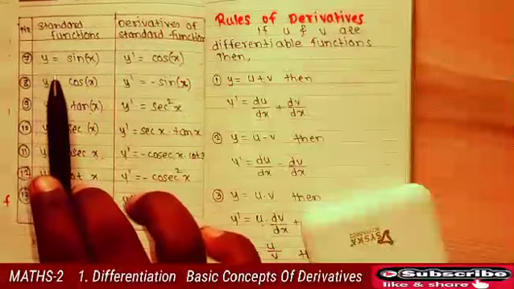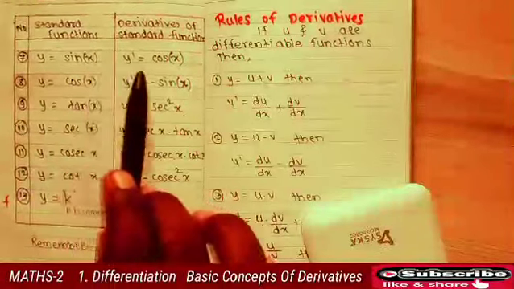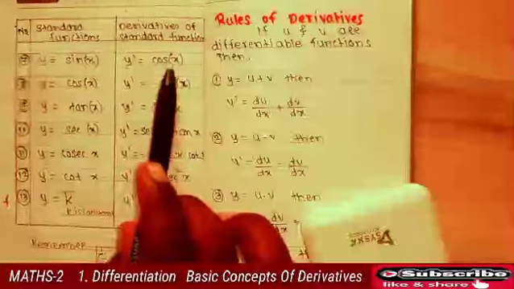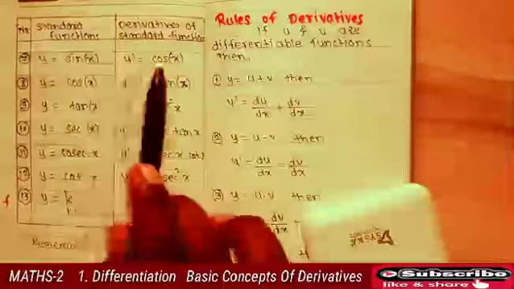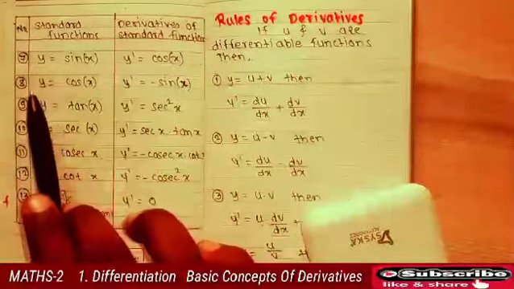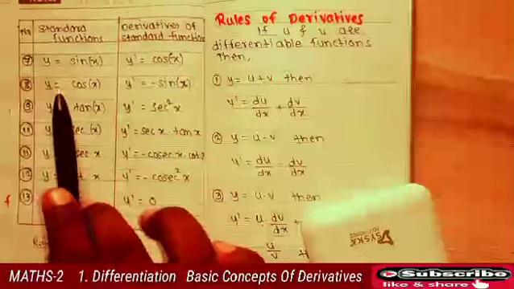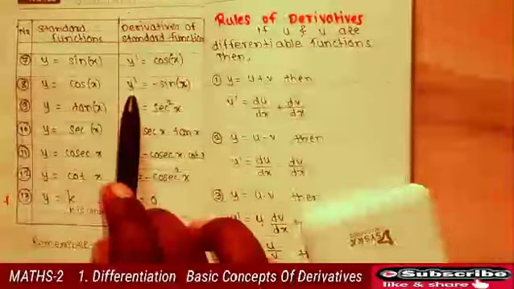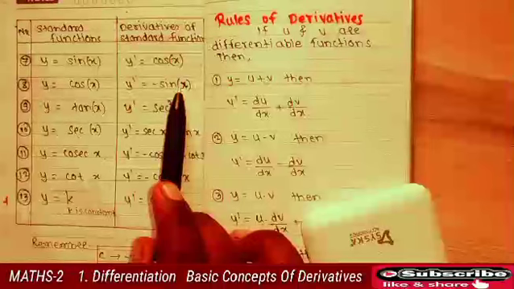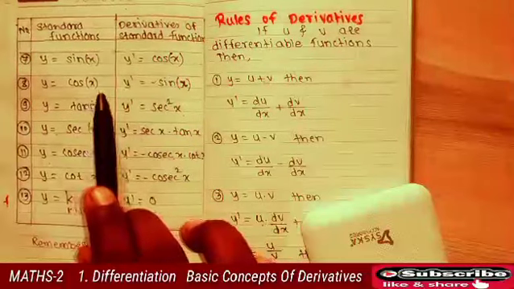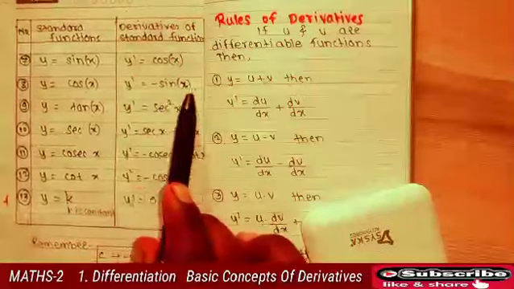Look, seventh formula, if your function y equals sin x, then its derivative becomes y dash equals cos x. Sin x derivative is cos x, and vice versa. Eighth formula, y equals cos x is the standard function, then its derivative y dash equals minus sin x. Cos x, its derivative becomes negative sin x.